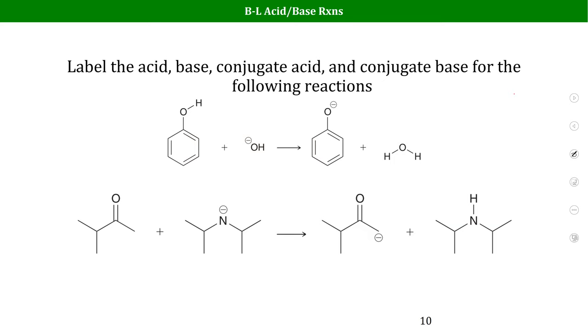All right, so here's some practice just labeling them. This should be review, but it looks a little bit different when we put it with organic molecules. So go through and try to label the acid, base, conjugate acid, and conjugate base for both of these reactions. And then we'll go through it.